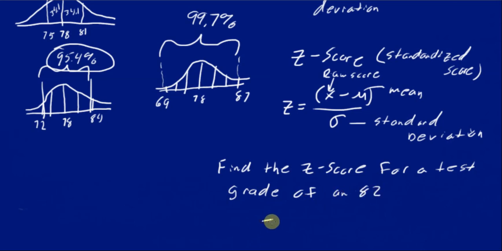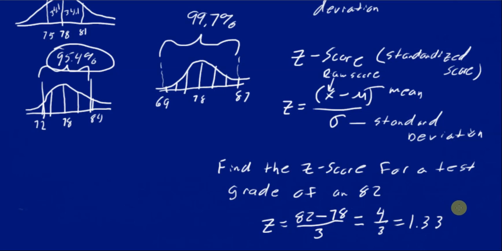Quite simply, z is equal to x, my raw score, 82, minus my mean, which was 78, divided by my standard deviation, which was 3. Well, that's going to give me 82 minus 78, or 4. 4 divided by 3 gives me 1.33. Always round z-scores to 2 decimal places.